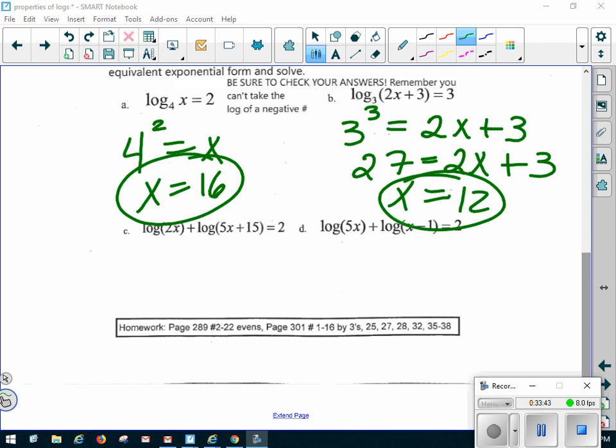3 cubed equals 2x plus 3. You do your magic and you get x equals 12. How can I be sure that's right? Plug it in. 2 times 12 is 24 plus 3 is 27, which is 3 cubed.